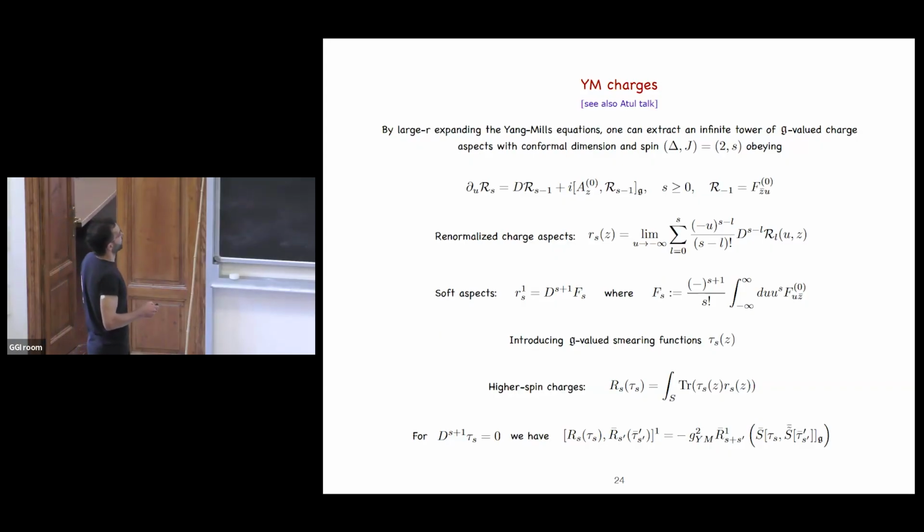And this recursion relation allows you to compute these aspects, and then you renormalize them using, again, a linear combination of them. And the soft aspects are, again, now instead of S plus 2, I have S plus 1 derivatives of the soft gluon, the conformally soft gluon operator, which is written in this way here. And introducing a smearing function, I can compute charges.